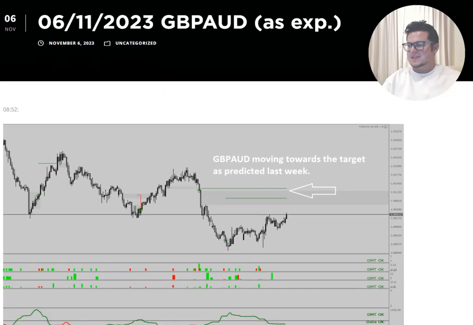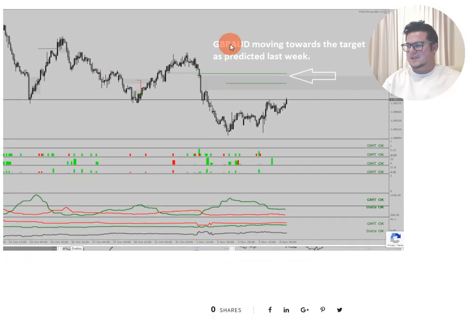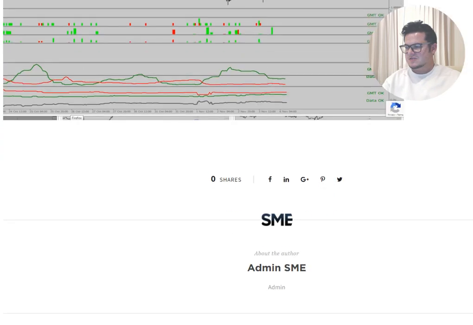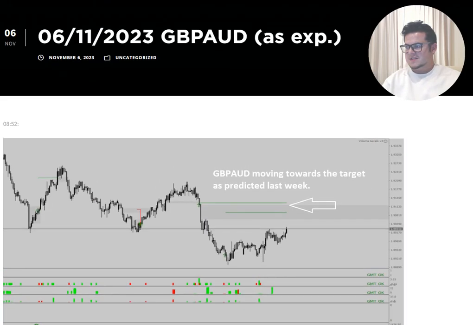But this was one of the best trades, pound Aussie, okay? So I wrote here on the 6th, pound Aussie moving towards the target as predicted last week. So I already predicted on Friday that this would happen. Here in the morning we see 2 medium-term stops in a range. Plus an order gap zone, of course, the price will go up. This is an easy long trade. You've seen it many times.